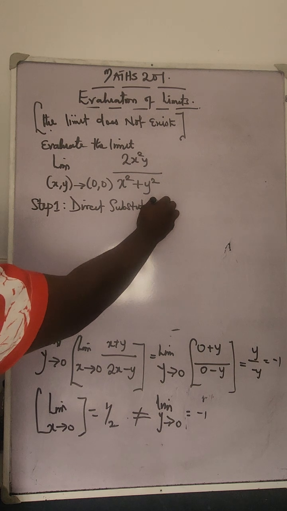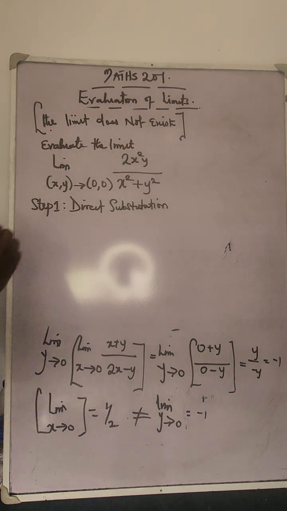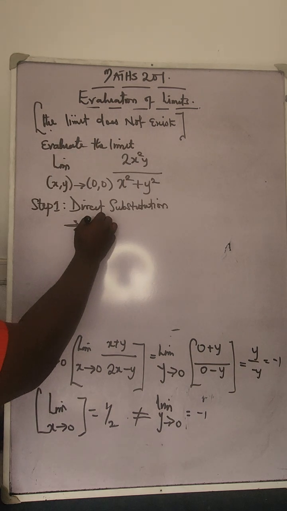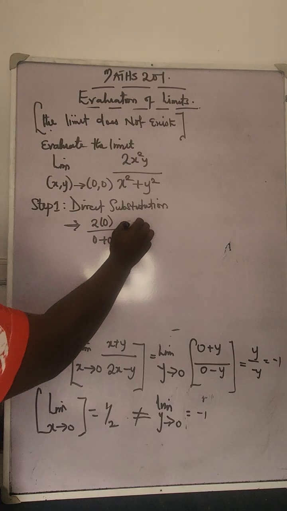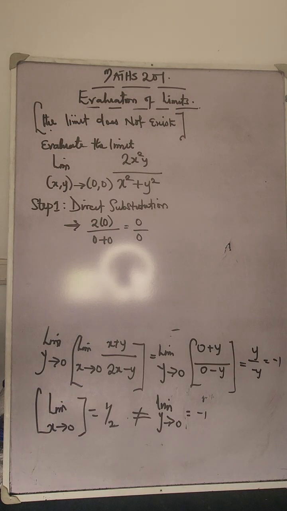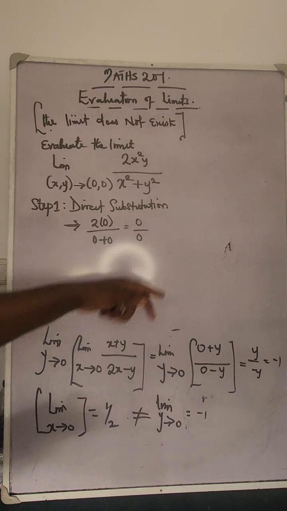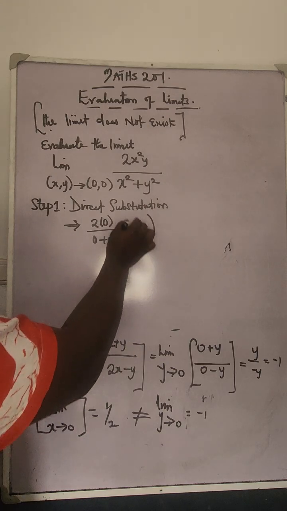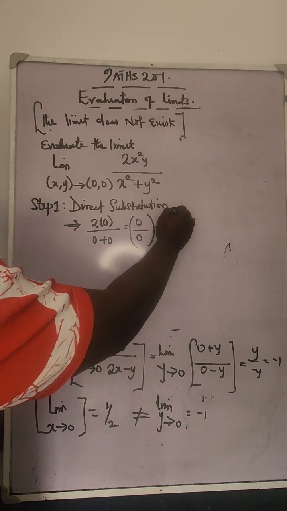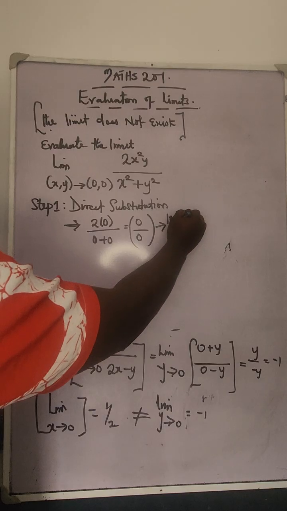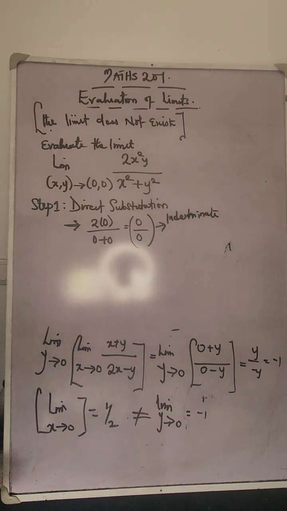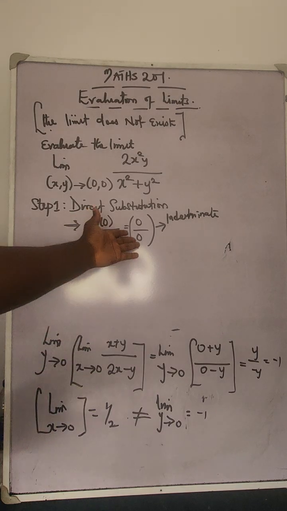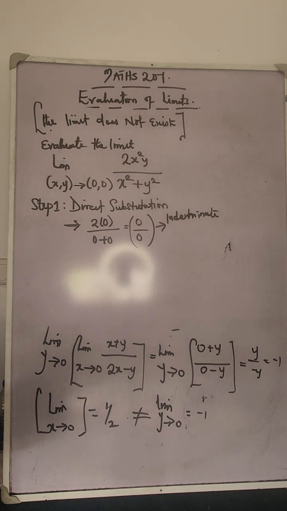And so when you do a direct substitution, what you'll be having is 2 into bracket 0 over 0 plus 0. What is 0 over 0? Which is undefined, which is indeterminate. This is an error in mathematics. We don't want to do this. We don't like to see this. This is an error.